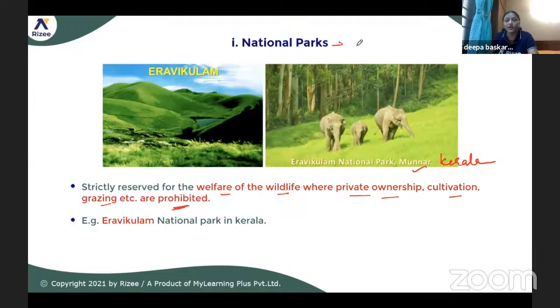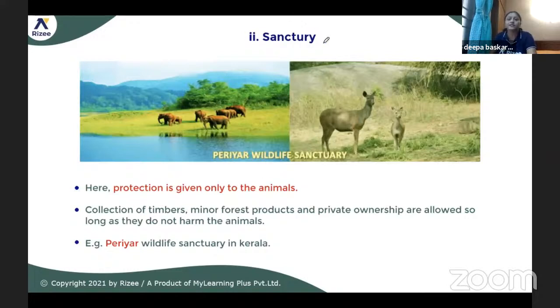So in a national park, private activities are not possible. You have to remember this. The example given in your book is Eravikulam National Park in Kerala. Clear? So the second thing is sanctuaries.